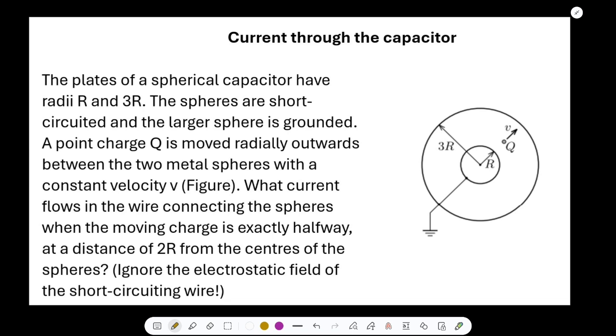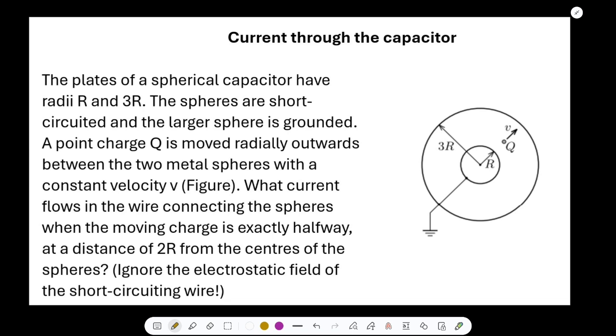The problem is: the plates of a spherical capacitor have radii r and 3r. The spheres are short circuited, and the larger sphere is grounded. A point charge q is moved radially outwards between the two metal spheres with a constant velocity v.